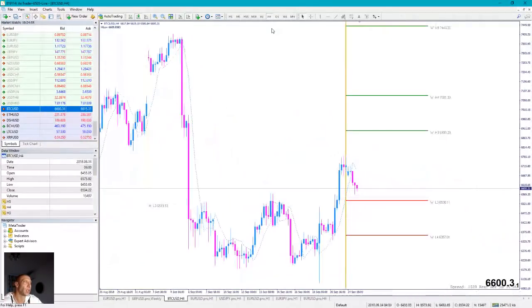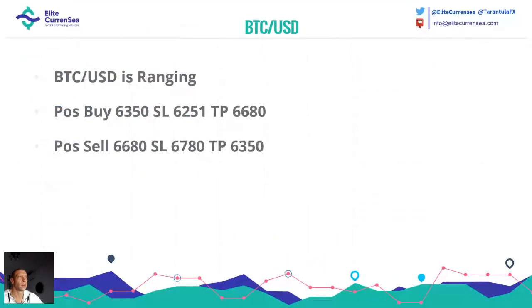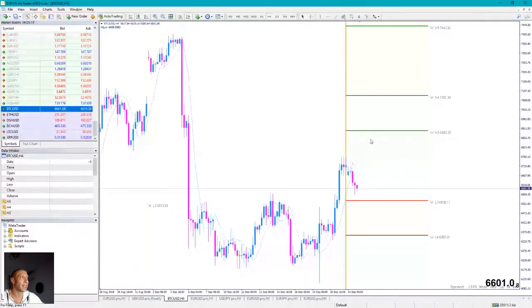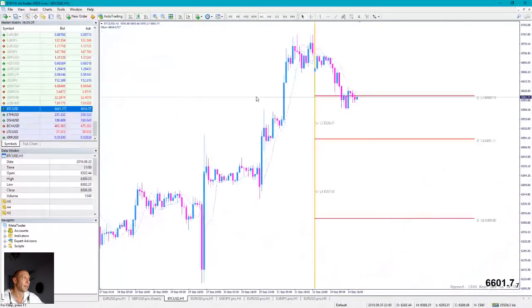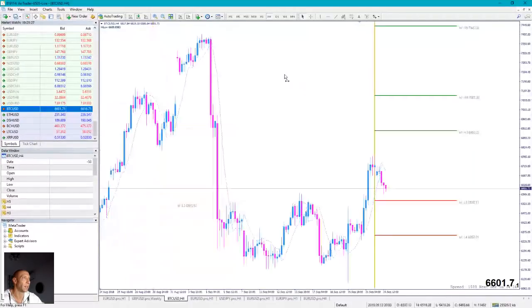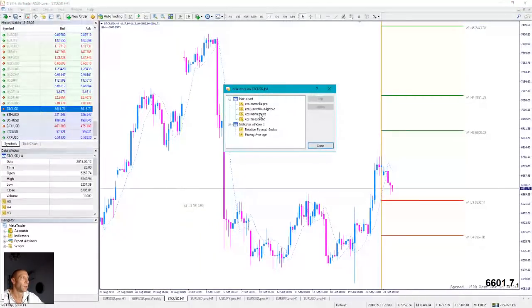The price is ranging a lot. It still is in downtrend, but I think if it drops here, guys, it could be a good buy. Yeah, this could be a good buy trade here if it drops here, and then we go up. And 6680 is a sell. So if it gets there, 6680, I had those levels. I will find it right now.